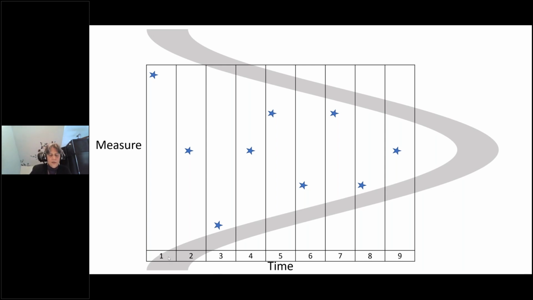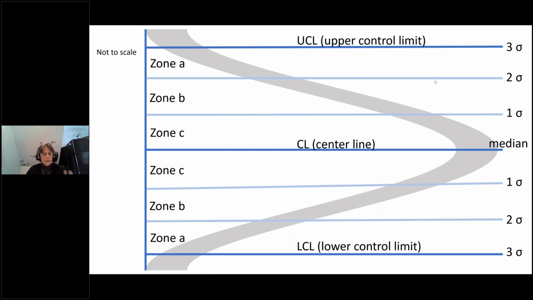this valuable information. We have the timeline on the bottom. If we're going to use this as a control chart, we have the timeline on the bottom, and we have some measure on the y-axis. So the time, as I said, could be any unit. It could be hours or days or weeks, but it also could be simulation number 1, simulation number 2, simulation number 3.